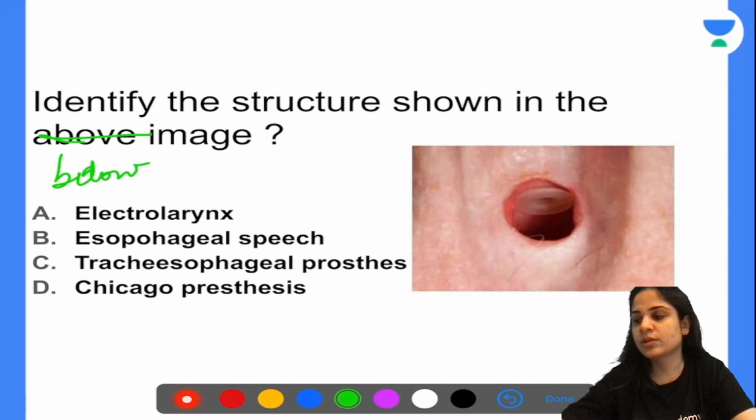Yes, very good. So can you tell me this prosthesis is used after which surgery? After which surgery do you use this prosthesis? It is tracheoesophageal prosthesis. It is used for creating artificial speech. And after which surgery do we use this?